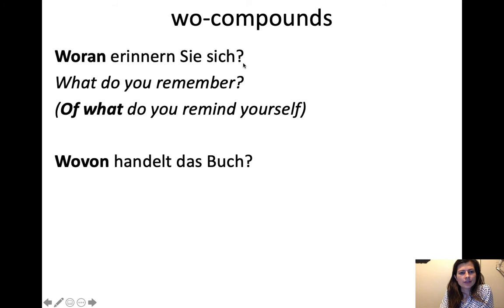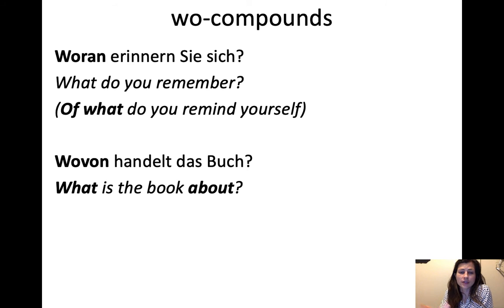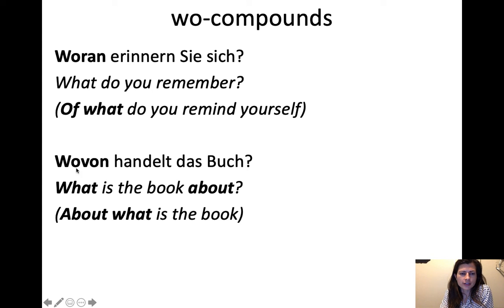And then, wovon handelt das Buch? So this is like, of what, right? What is the book about, or of what does the book? Handeln really means to act. So, of what does the book act? But it really means, what is the book about? So, handeln von, just as a phrase, means something is about something else. About what is the book? You could say wovon is functionally the same as about what in this case.